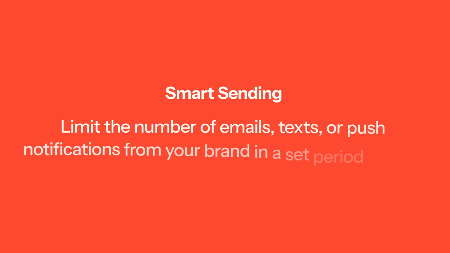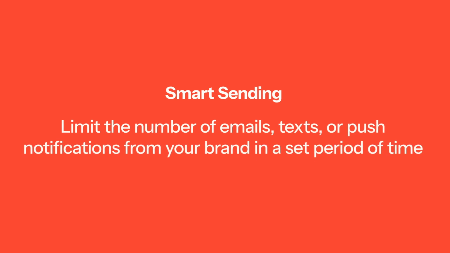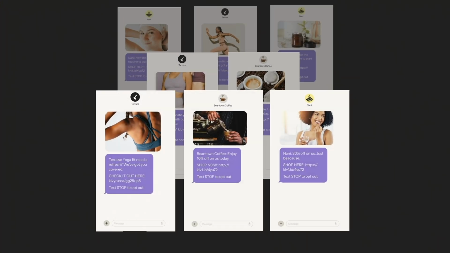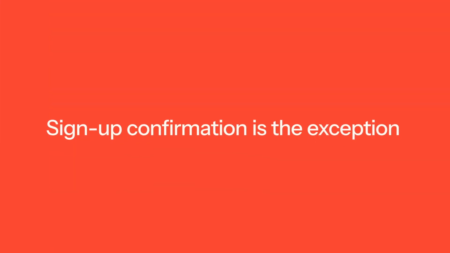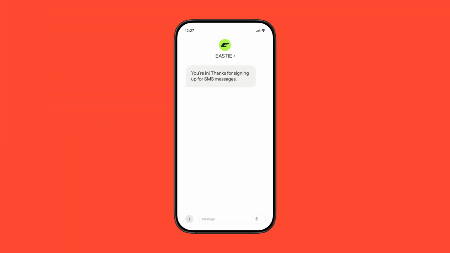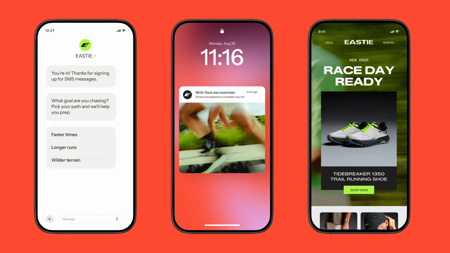Smart sending is a smart setting to take advantage of when you want to limit the number of emails, texts, or push notifications a person will receive from your brand in a set period of time. That way, you won't overwhelm anyone with a sudden flood of messages. Sign-up confirmation is the exception. New subscribers expect to hear from your brand right away, even if they recently received several messages from you on another channel.